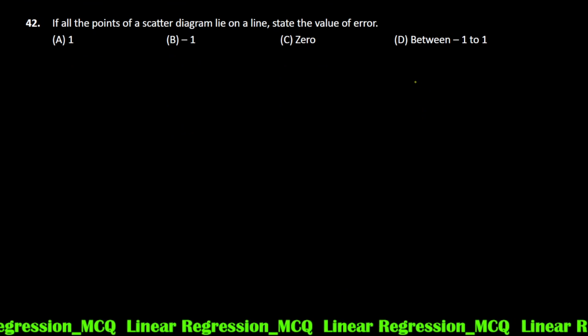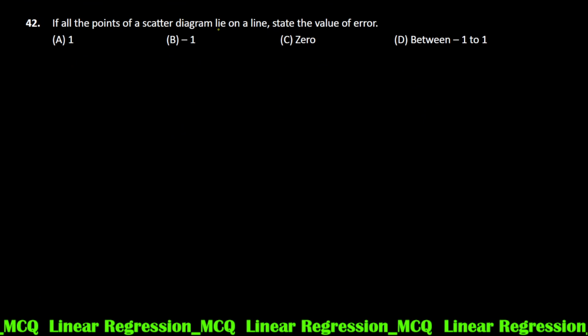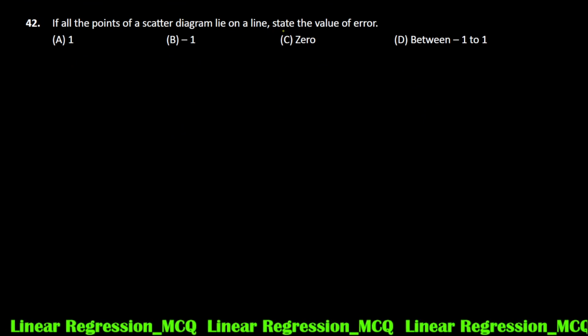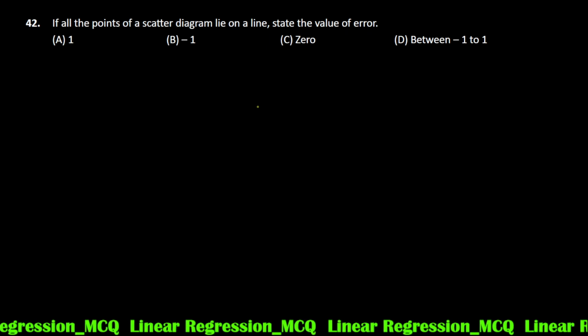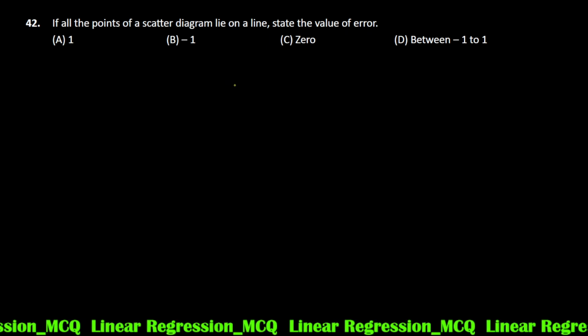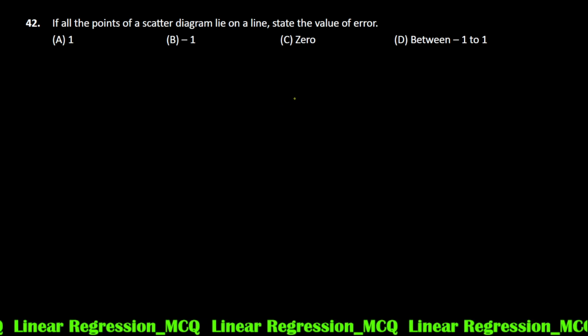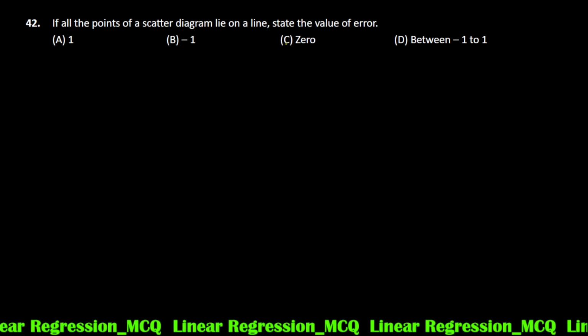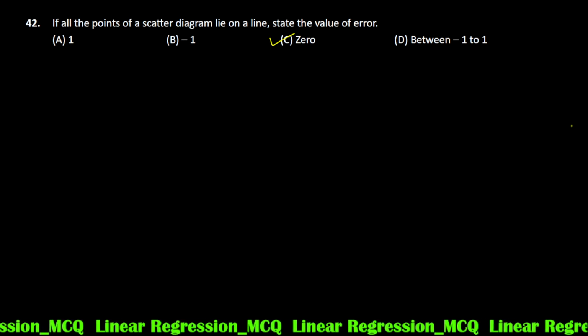Question number 42. If all the points of a scattered diagram lie on a line, state the value of error. If all the points of a scatter diagram lie on a straight line, then there is perfect relation between two variables. That means there is no error. Error is zero. So option C is correct.